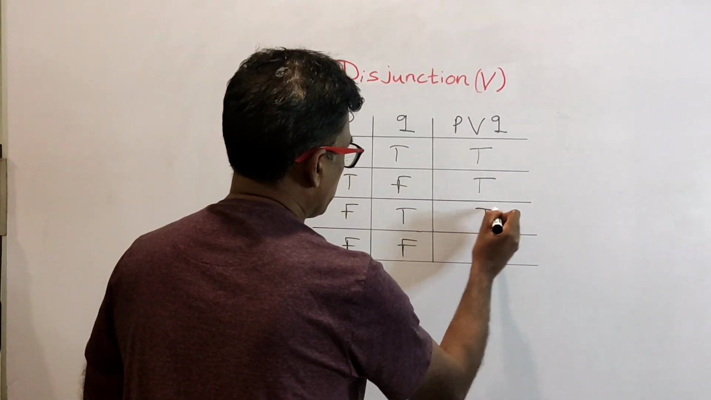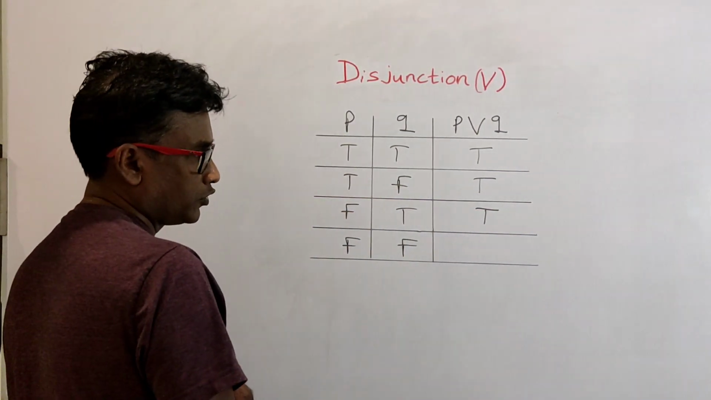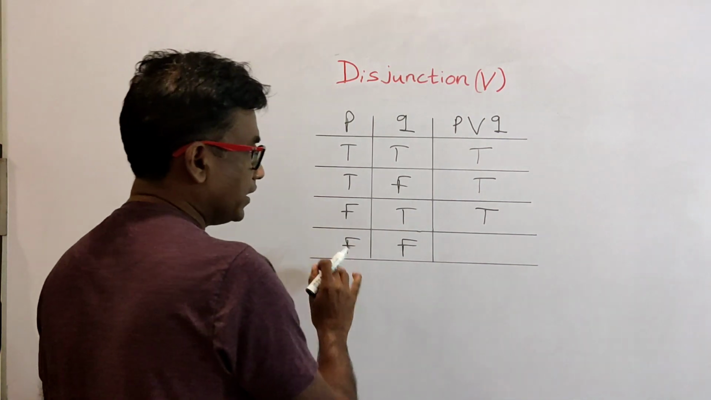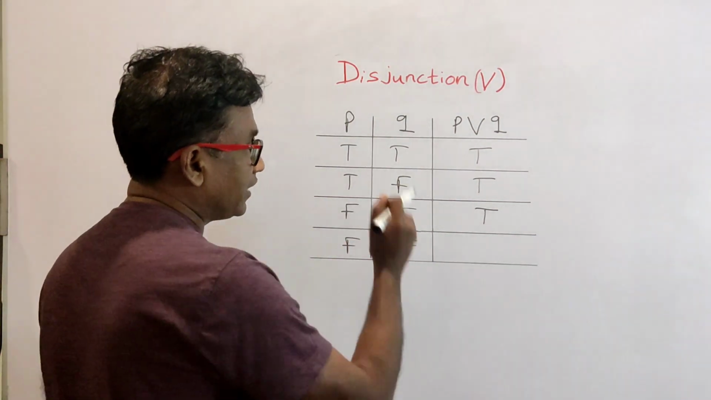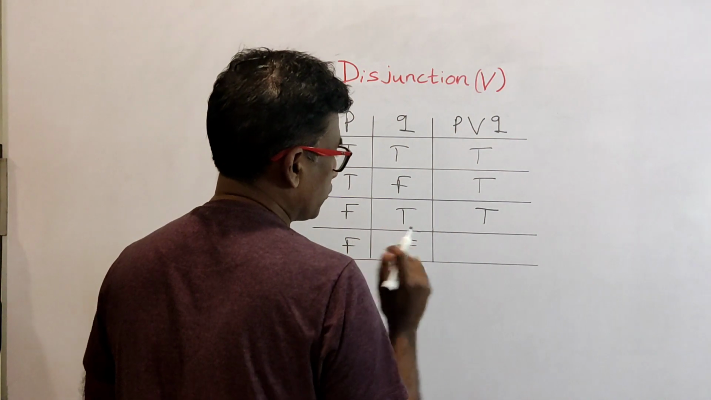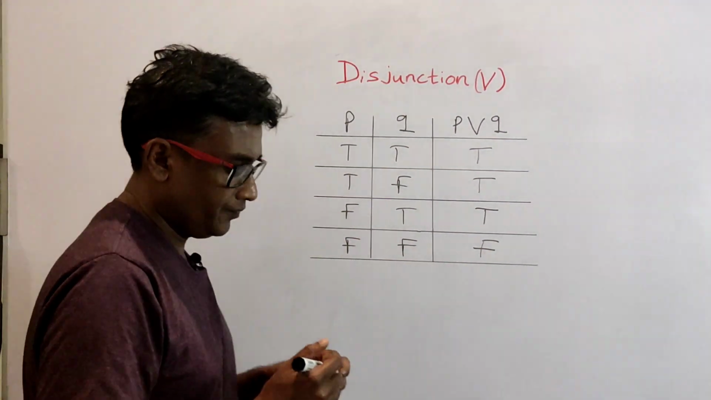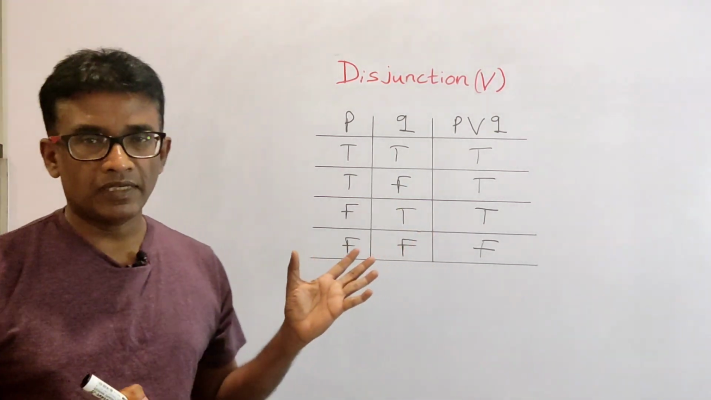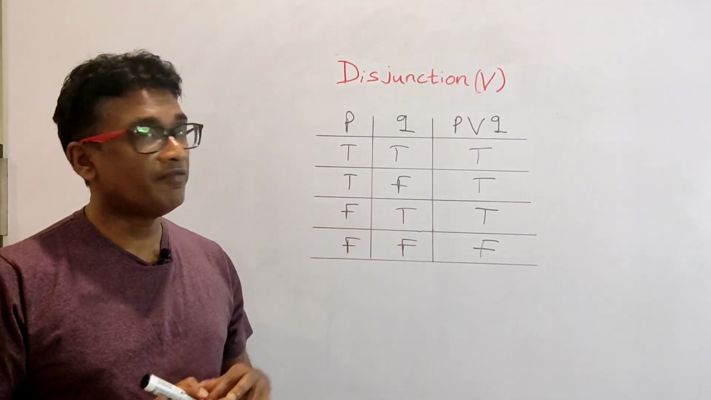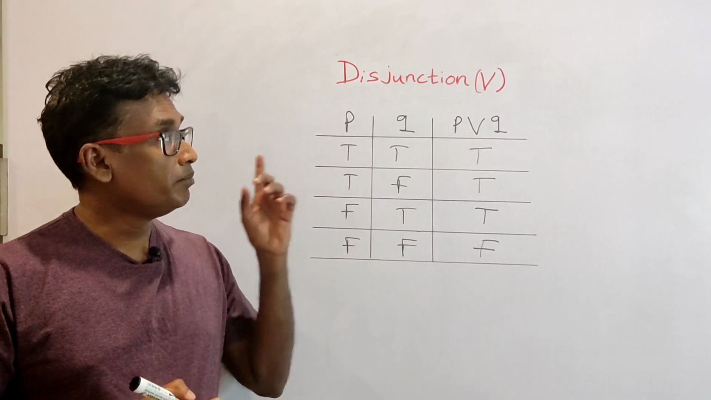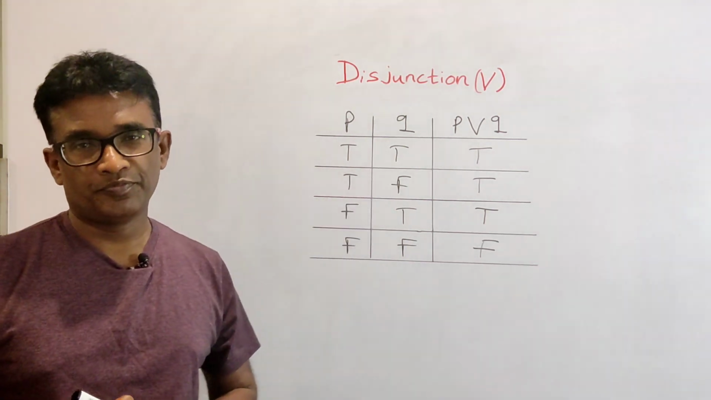This is also true. Why? Q is true. Now here both are false, so it is impossible for P or Q to be true. So it got to be false. This is the truth table of the disjunction P or Q.